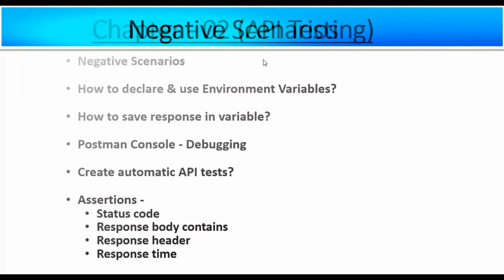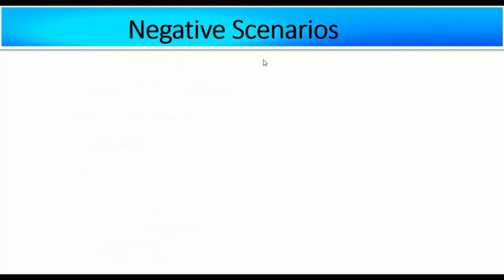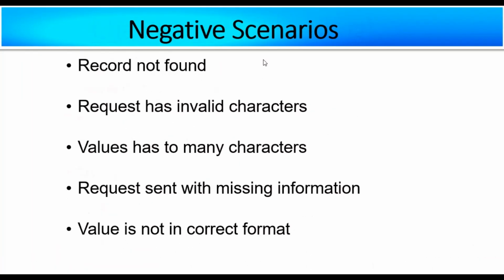With respect to that, we will create a couple of negative API requests in Postman. The first scenario is record not found. When we are requesting a record which is not there in the server, we will get the record not found with the 404 status code. And the second scenario is when we are passing invalid characters in the request body. At that time we will get the 400 error with the bad request.